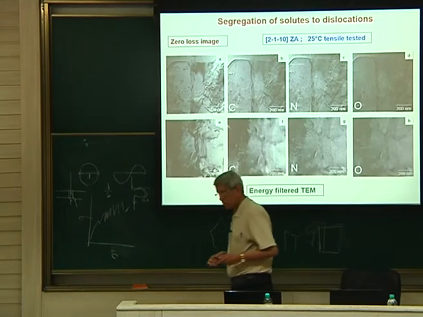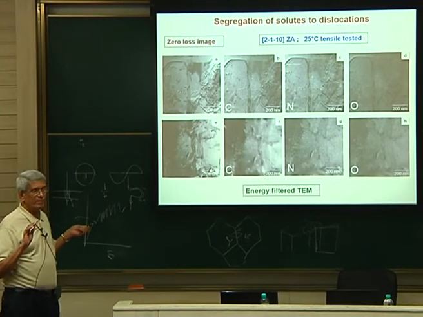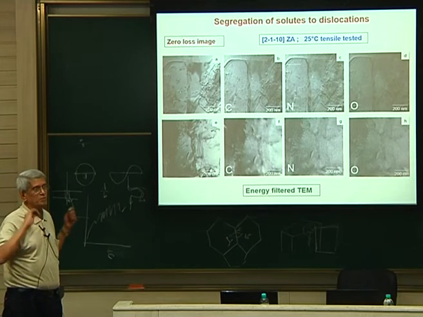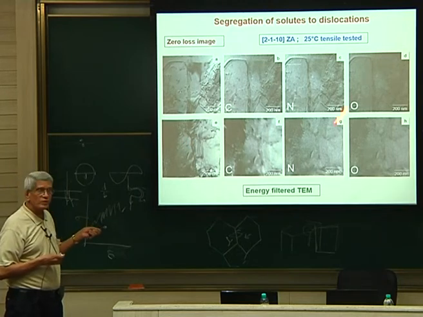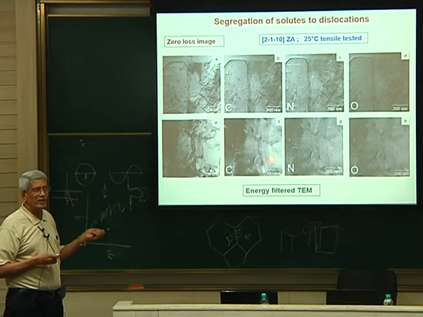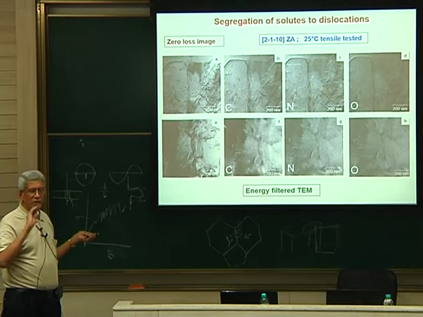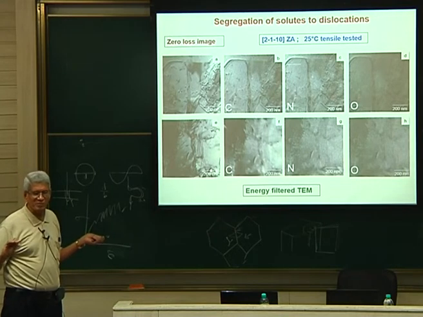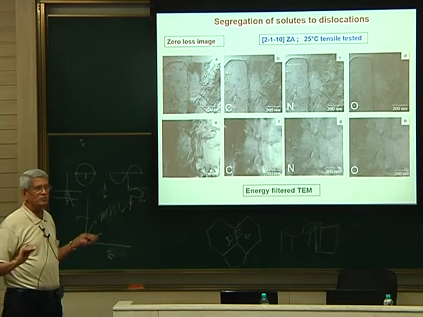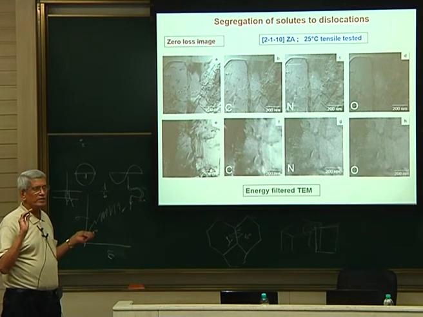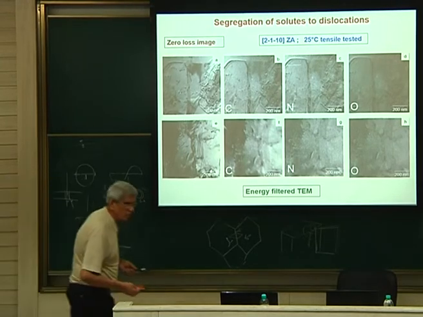In order to find out whether this sort of segregation has occurred due to the heat treatment itself, that could also happen, since the sample was solution treated. For that, we looked at the microstructure of a sample which was tested at room temperature, and we find that neither carbon, oxygen nor nitrogen has segregated to these dislocations. From this we could conclude that whatever segregation we see has happened during deformation, which is responsible for the serrated flow. That is how we have confirmed it.